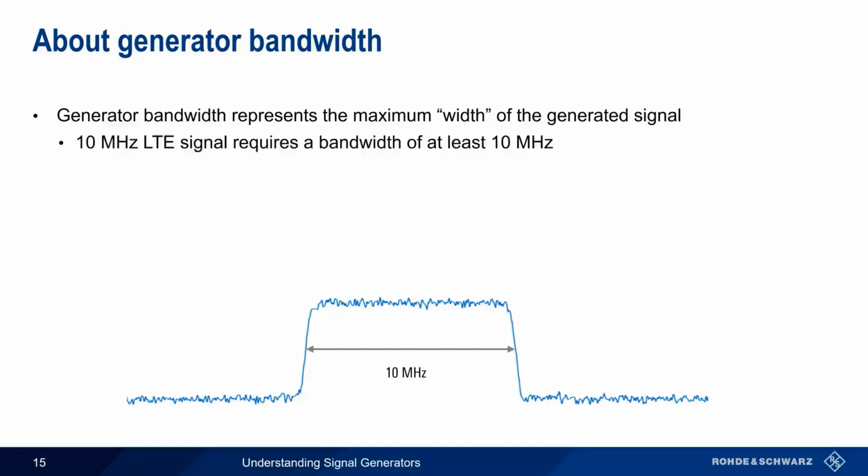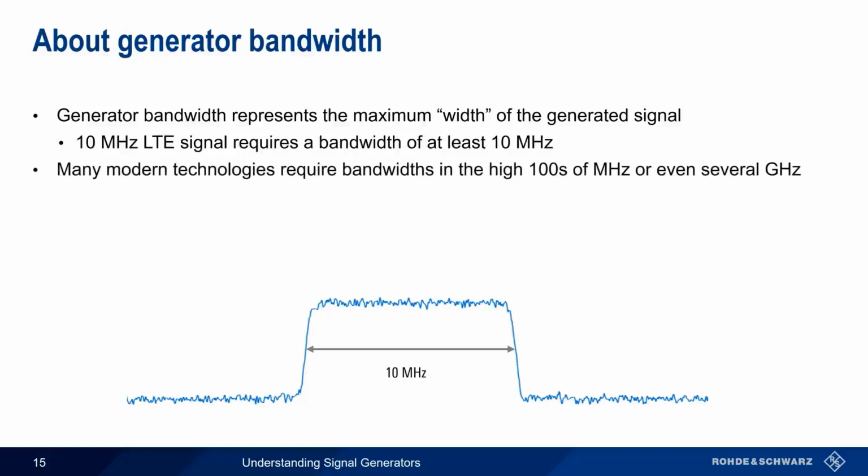Traditionally, most vector signal generators had bandwidths in the low tens or low hundreds of megahertz, but many modern communications technologies, such as 5G NR or some of the newer versions of Wi-Fi, require bandwidths in the high hundreds of megahertz or even the low gigahertz. One of the more important considerations when choosing a vector signal generator is to be sure that it has sufficient bandwidth for the intended application and for future applications as well.